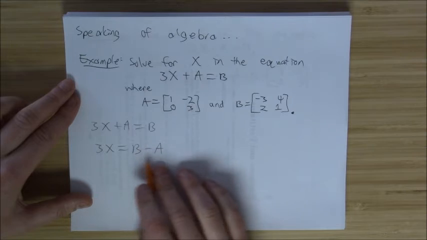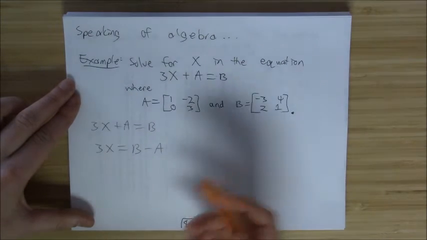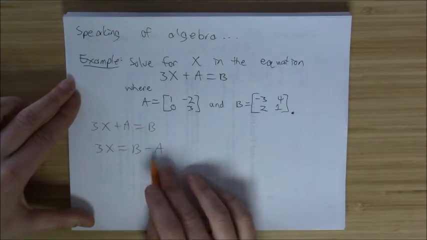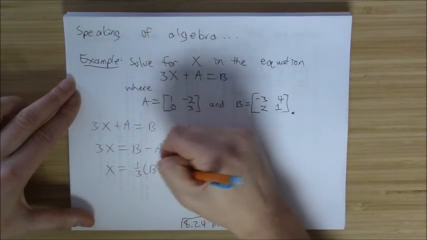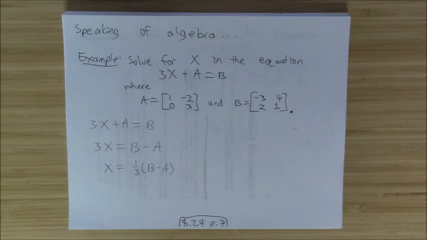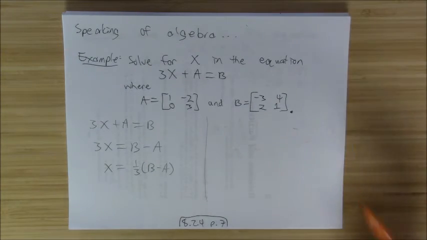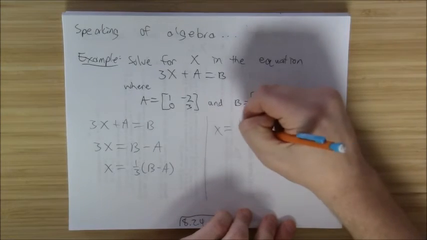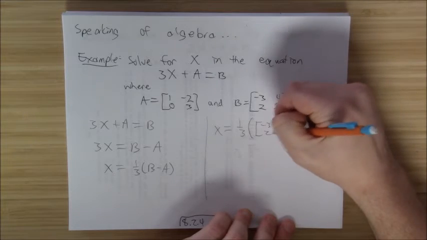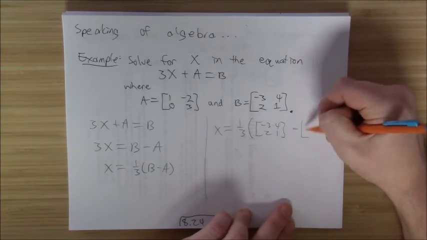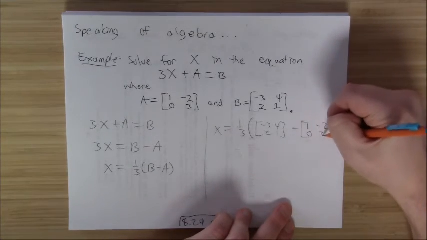And by doing that, by adding the negative of a to both sides, we now have this. Well, here we can multiply by the scalar on both sides, and so that would be x equals 1/3 times b minus a. And now all we have to do is plug in all the matrices. So we have x is equal to 1/3 times b, which is [-3, 4; 2, 1], minus a, which is [1, -2; 0, 3].